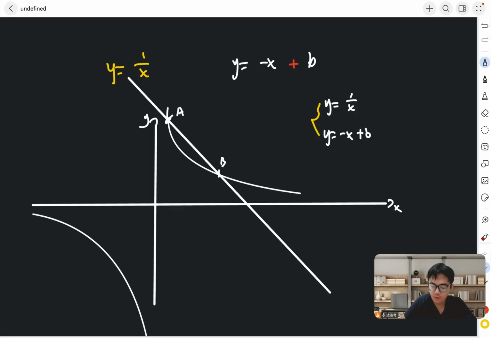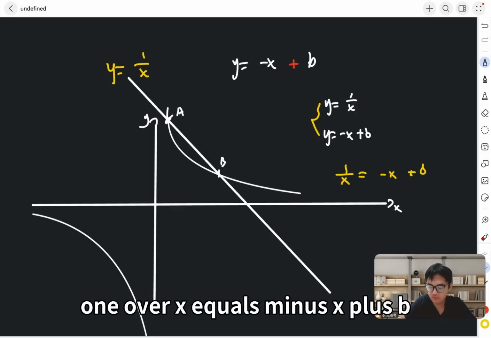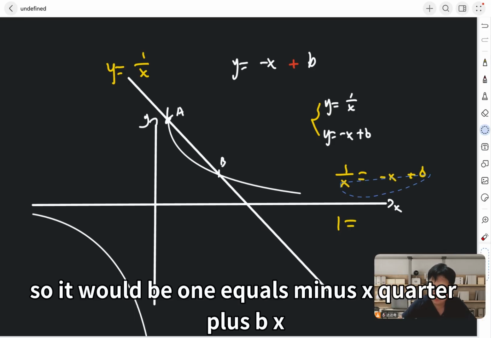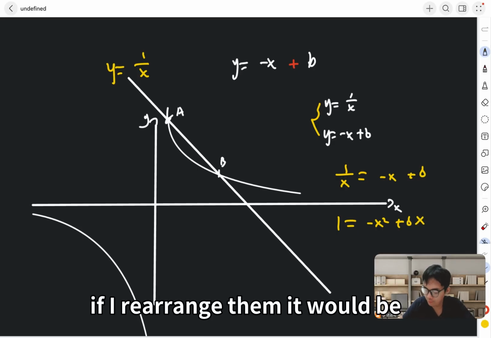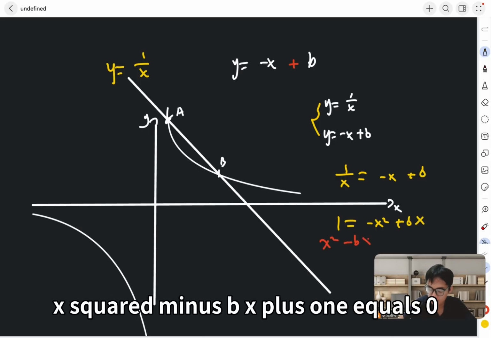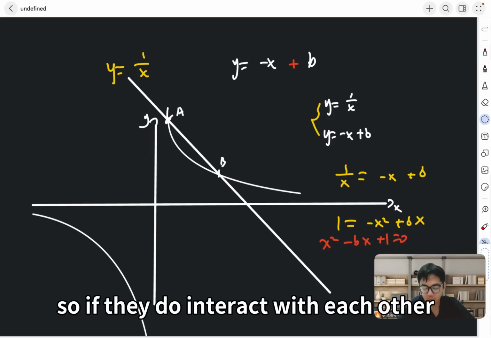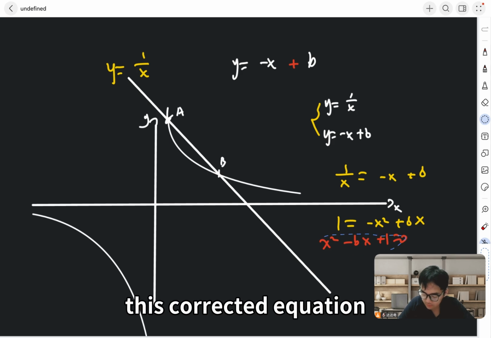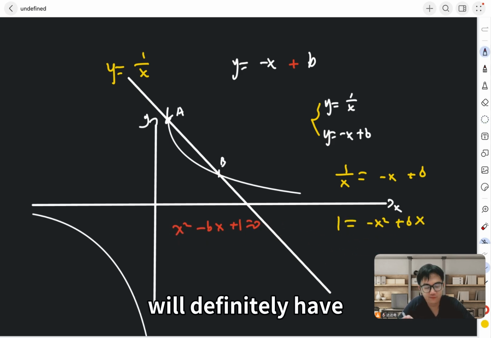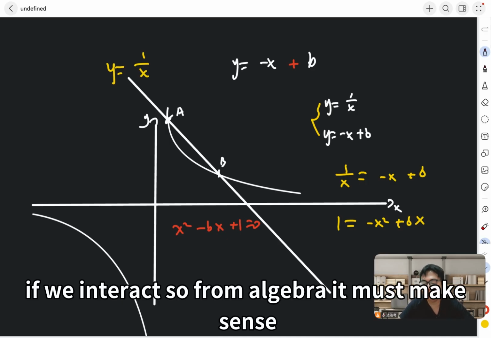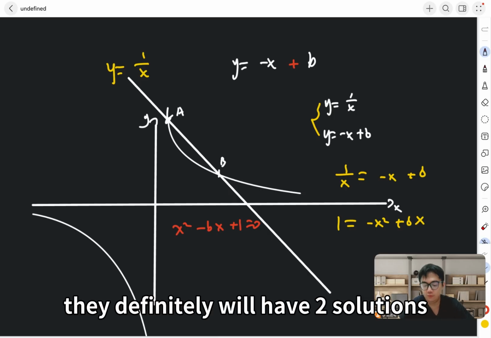So it will be 1 over x equals minus x plus b. So 1 equals, I can move x to the right side. So it will be 1 equals minus x squared plus bx. If I rearrange them, it will be x squared minus bx plus 1 equals 0. So if they do intersect with each other, this quadratic equation will definitely have two roots, two solutions, because they intersect. From algebra, it must make sense. They definitely will have two solutions.